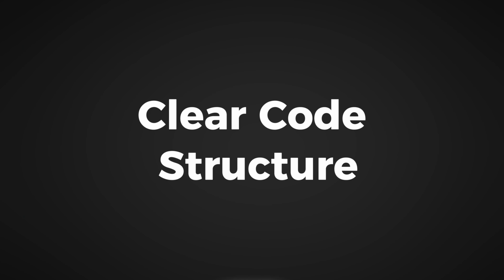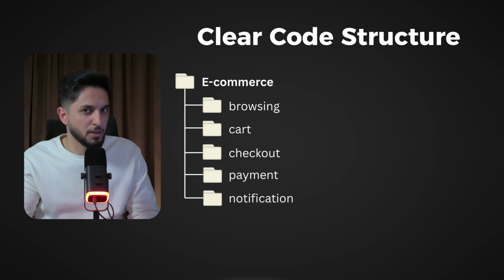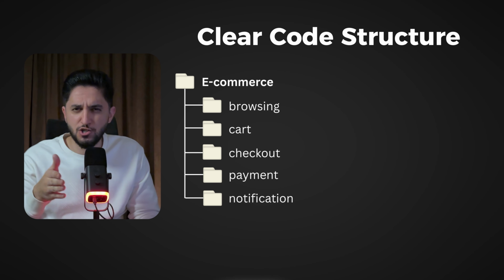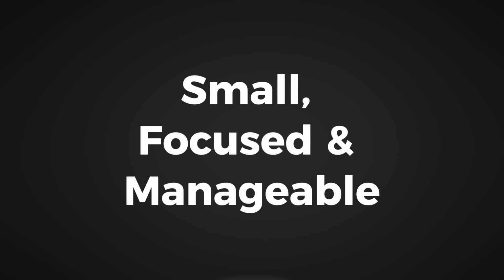This approach gives you two big advantages. First, you can understand what the system does by just looking at the code structure. A structure with browsing, checkout, payment tells a clear story. A structure called users, orders, and products almost tells you nothing about what the system supports and what features it includes. Second, each component stays small, focused, and manageable. No single area of the system grows into a massive, fragile piece of the system, because every component has one clear responsibility within the system.